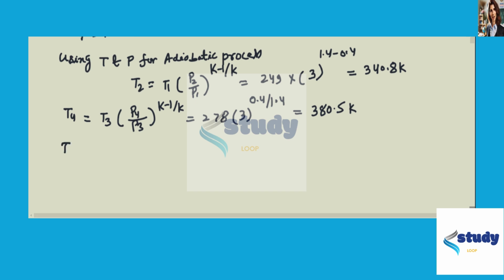At state 6, temperature can be defined as temperature of fifth state into (P6/P5) whole to the power (K minus 1)/K. Temperature of fifth state is 278. Compression ratio of pressure is 1 by 9, which is given in the problem, with exponent (1.4 minus 1) upon 1.4. So you will get 148.4 Kelvin.